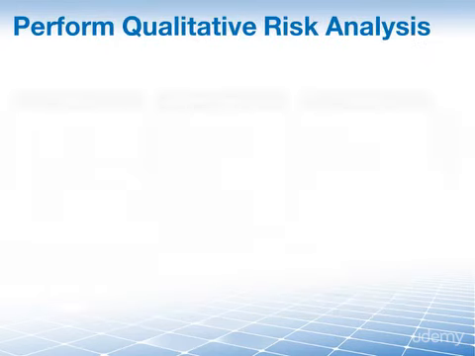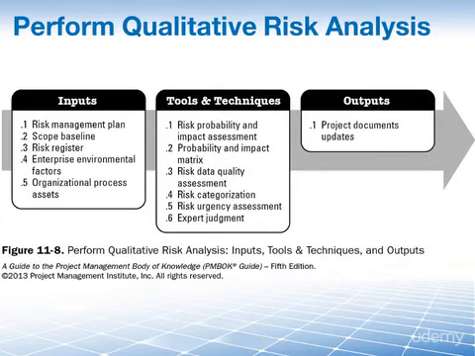Alright then, moving on to our ITTOs, to the inputs, tools, techniques and outputs. We see here figure 11-8 from the PMBOK guide that lists them for us. 5 inputs, 6 tools and techniques and just 1 output. And I think the most interesting thing to notice on this slide here, look at the output. The word risk doesn't even come up in the output. The only output we have is project documents updates. No mention of risks at all.